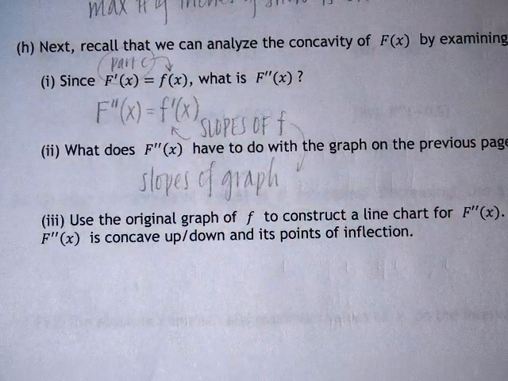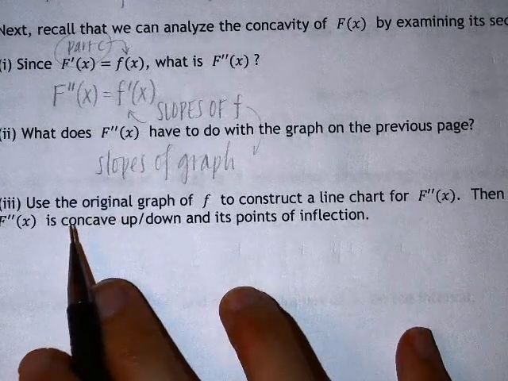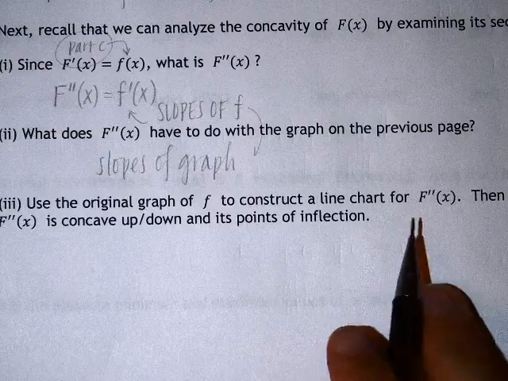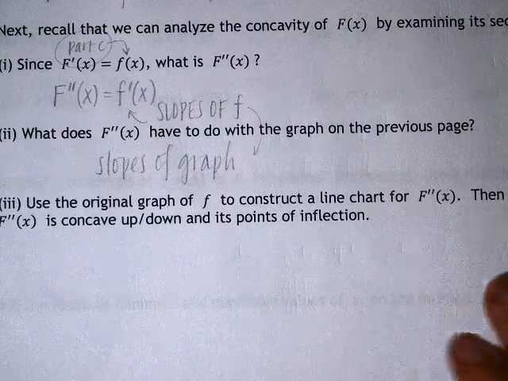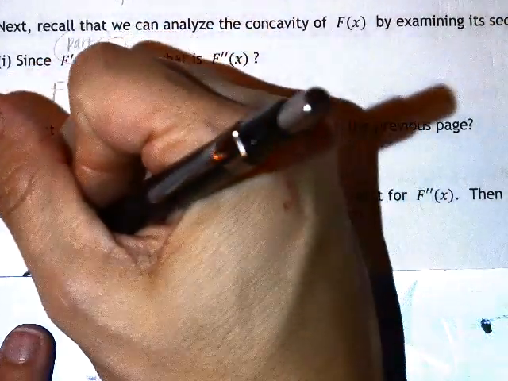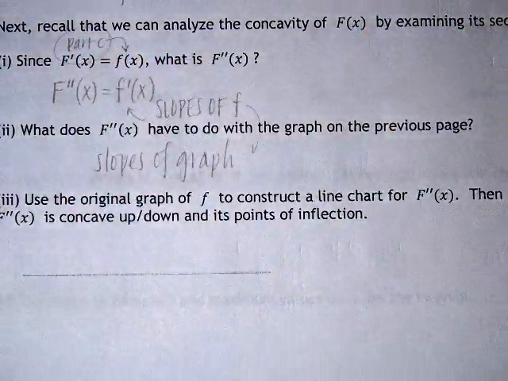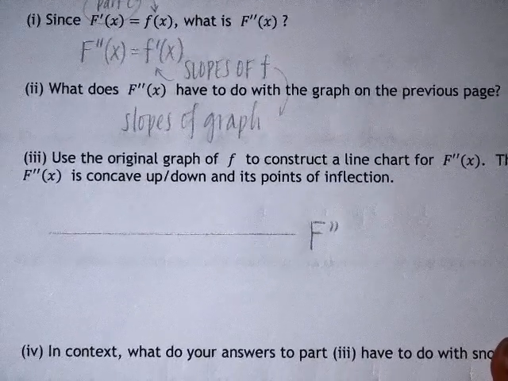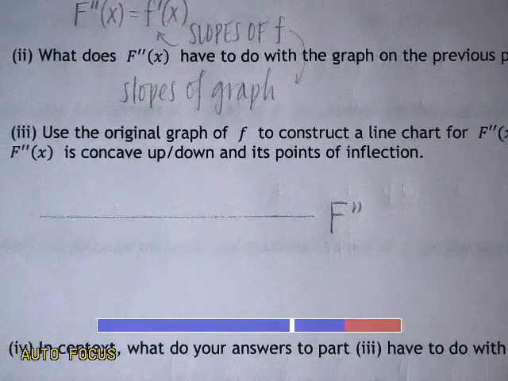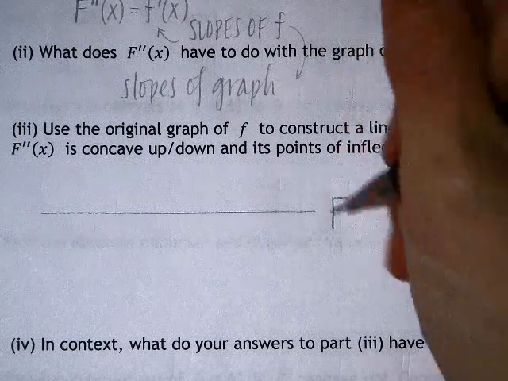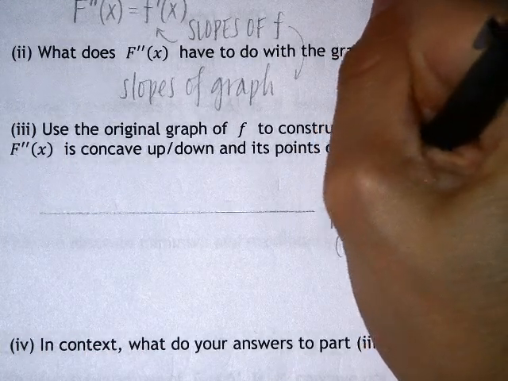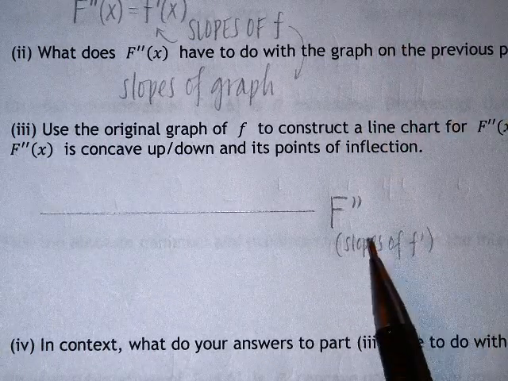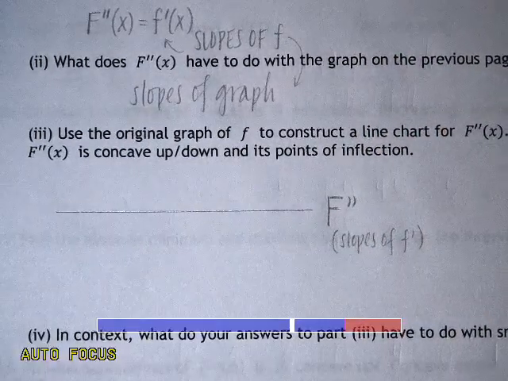So let's see if we can do this. It says in part 3 to use the original graph of little f to construct a line chart for big F double prime. So let's parse this for a second, because that's a lot of f's to digest. If I make my line chart, I'm supposed to be analyzing big F double prime. But that's useless right now, because I don't know what big F double prime is. So I'm going to make a quick translation. I'm going to get this information from the slopes of little f single prime. That's what I'm trying to do, the slopes of little f single prime.